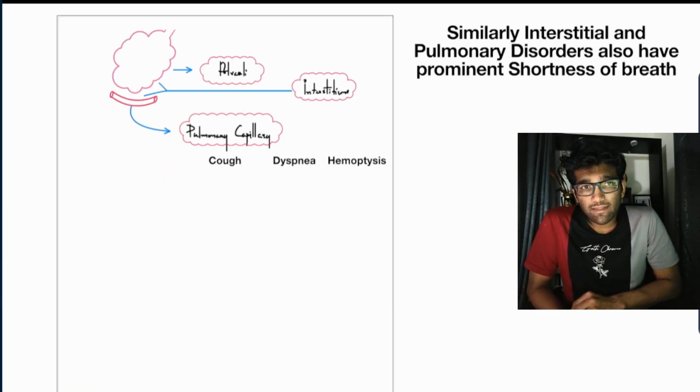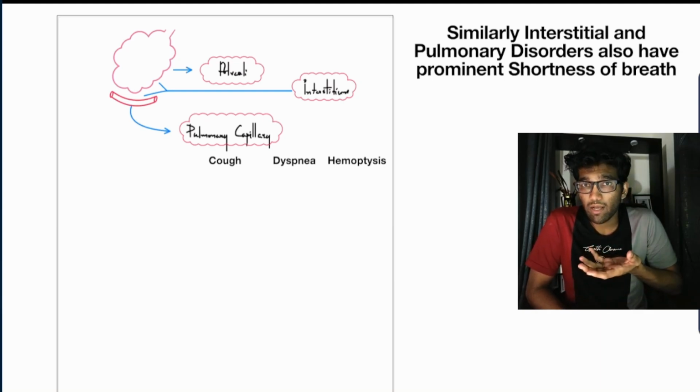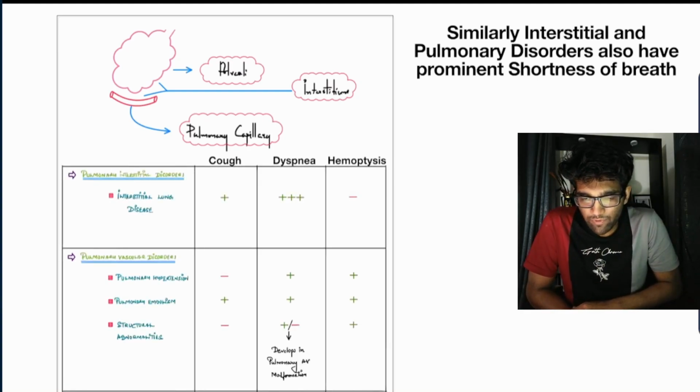Similarly, the interstitial disorders and pulmonary vascular disorders also have prominent shortness of breath, because the blood within the pulmonary vasculature is what is receiving the oxygen and giving away the carbon dioxide. And when there is an interstitial pathology, usually the thin basement membrane between the capillary and the alveolar epithelium becomes thickened. As we know from Fick's law of diffusion, if there is an increase in the distance that the compound has to diffuse, the diffusion decreases. It's inversely proportional. So let's fill in the blanks here.